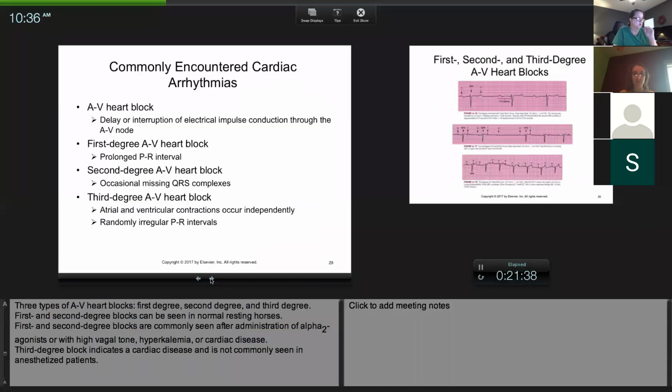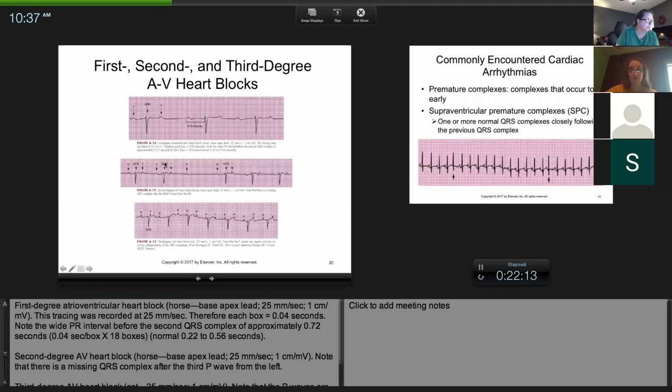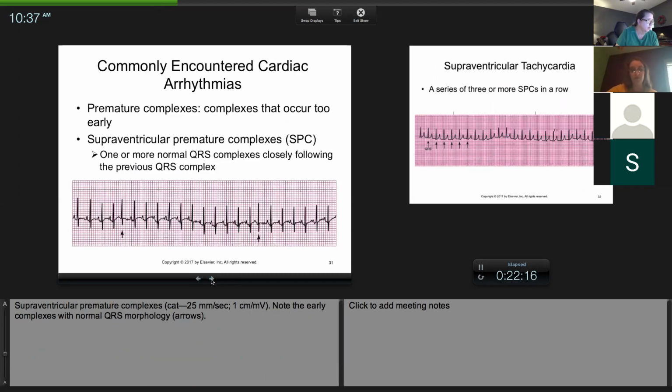When you get into the blocks, now it says on here, be familiar. What I'm saying is, what is it characterized by? First degree, remember, is the PR interval. You have a PQRST complex. It's just the P to the R is too long. Okay, it is a bradyarrhythmia. Second degree is a P without a QRS. And then third degree is multiple Ps. Atrial fibrillation is the base. Sorry, this shows you the different ones.